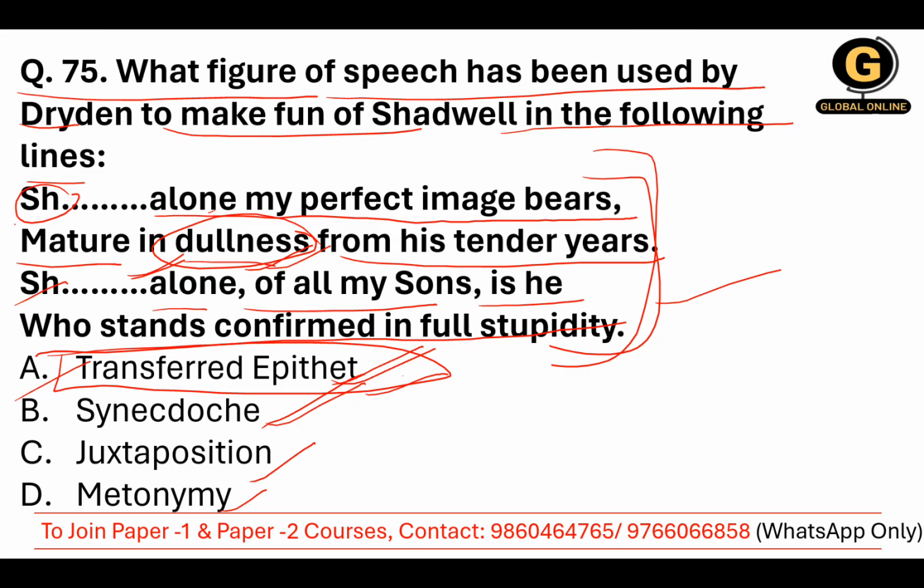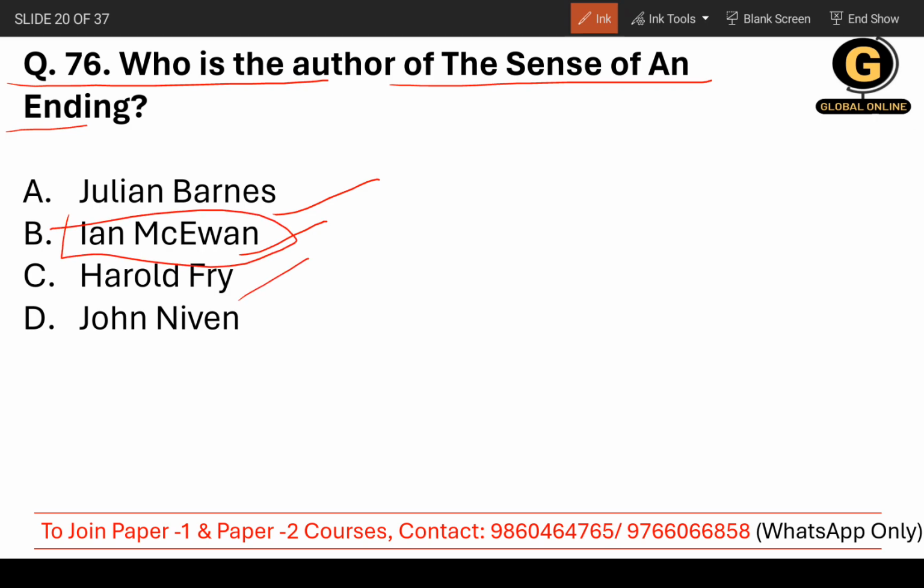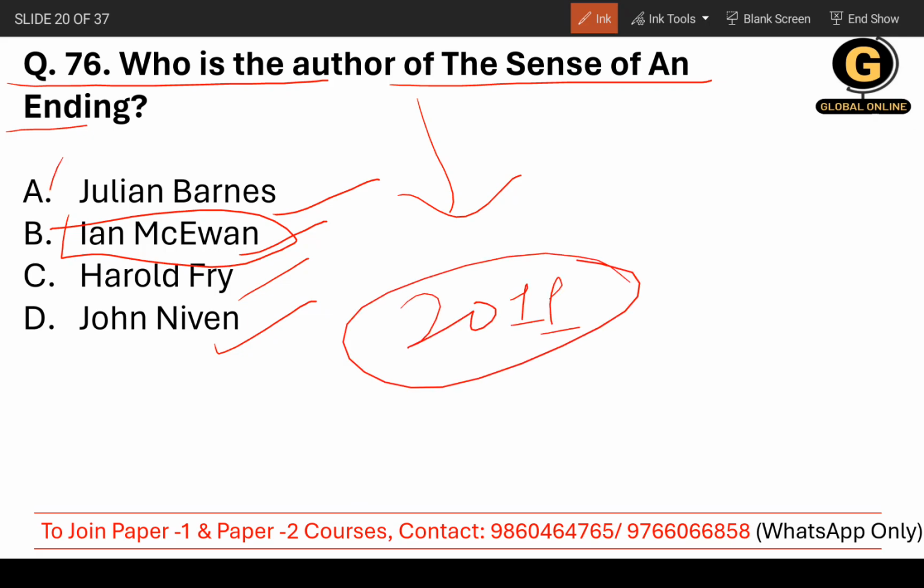Moving on to question number 76. Who is the author of The Sense of an Ending? Whether it's Julian Barnes, Ian McEwan, Harold Fry, or John Niven. I hope you must have heard about this writer, no? It's the 11th novel of Julian Barnes, and it was a 2011 work. So the correct answer is Julian Barnes.